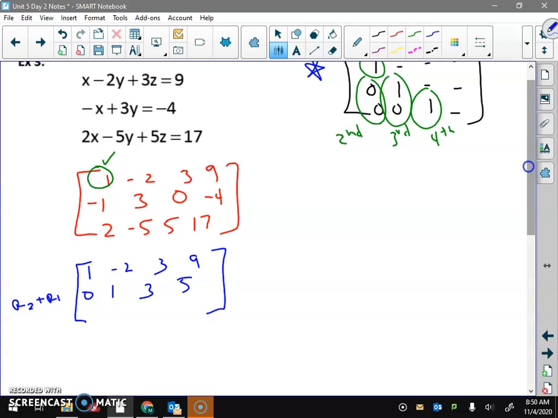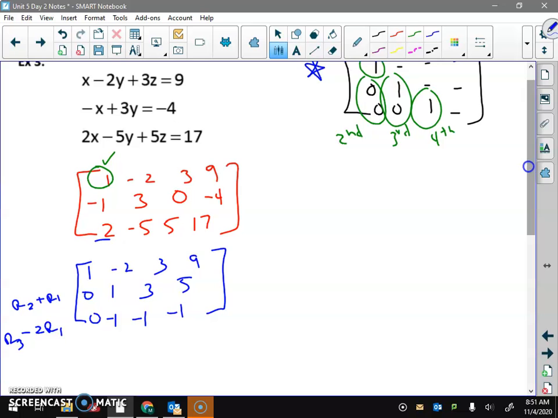And now I'm going to also get rid of this 2. I bet you have 2 thoughts. I'm going to subtract 2 row 1s. I could have also added 2 row 2s. So row 3 minus 2 row 1s. 2 minus 2 is 0. Negative 5 plus 4, right? Because negative 2 times negative 2 is plus 4. Negative 5 plus 4 is negative 1. 5 minus 6 is negative 1. 17 minus 18 is negative 1. It just happens that we have a whole lot of negative 1s there.